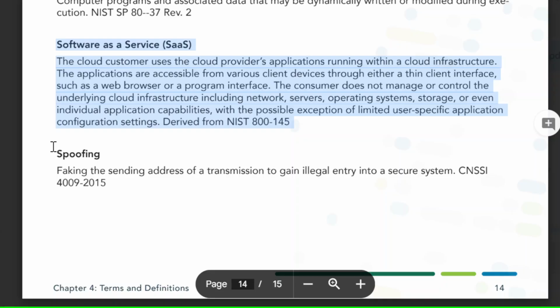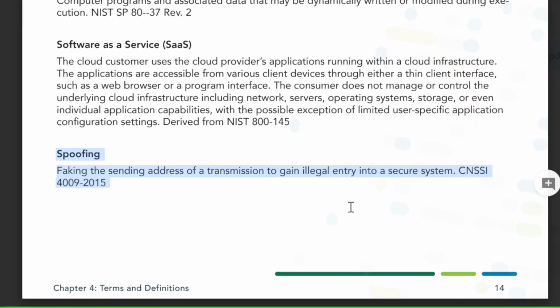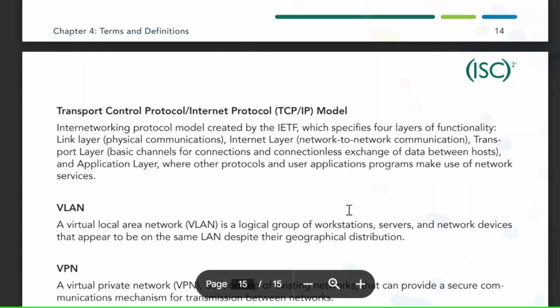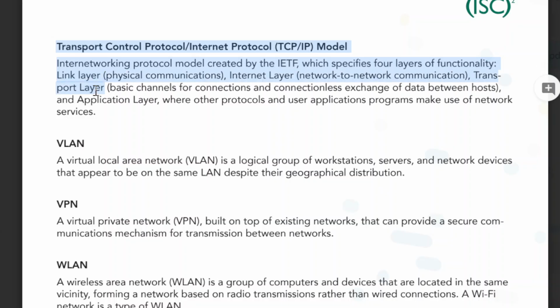And finally, spoofing. It's faking a sending address of a transmission to gain illegal entry to a secure system. And we have the TCP/IP model, which stands for Transmission Control Protocol/Internet Protocol model.